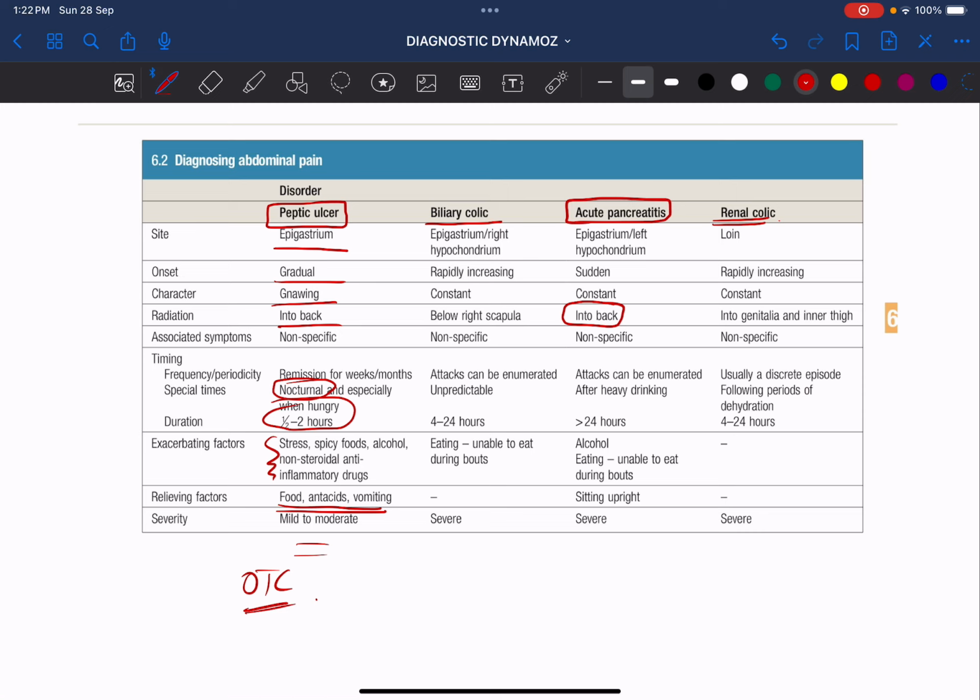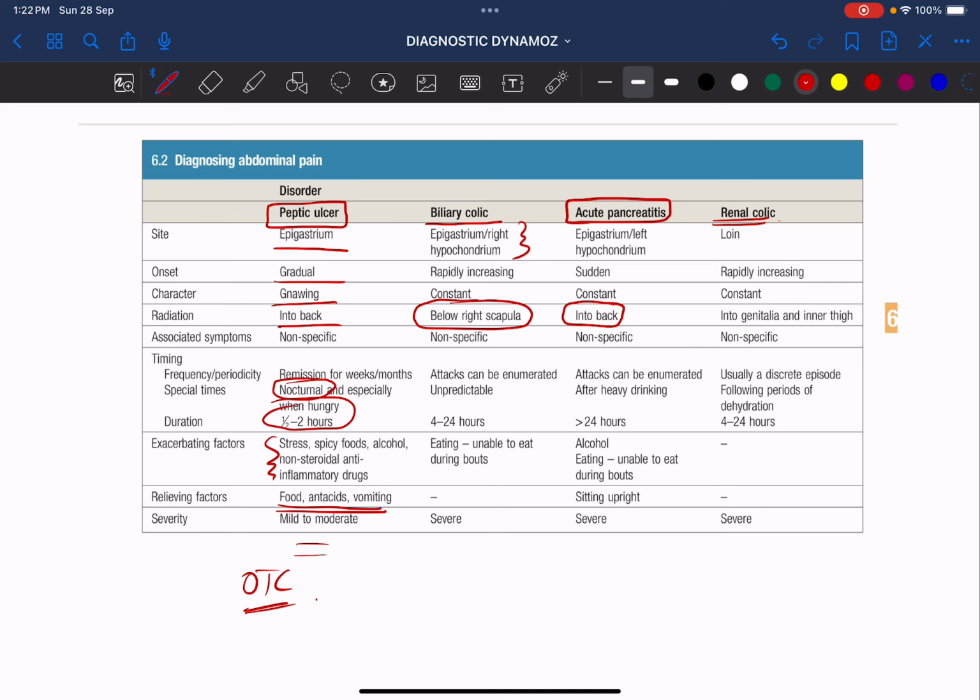Coming to biliary colic, the pain will usually be confined to the epigastrium as well as the right hypochondrium, and will be rapidly increasing. But the character of the pain will be constant. The same intensity of pain the patient will be experiencing throughout. And the radiation will be below the right scapula.